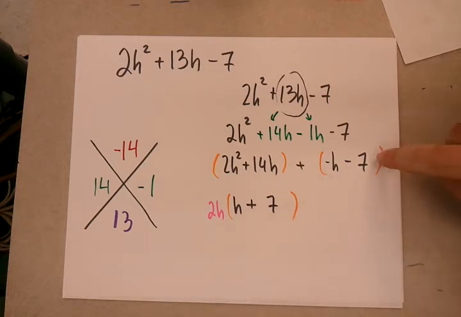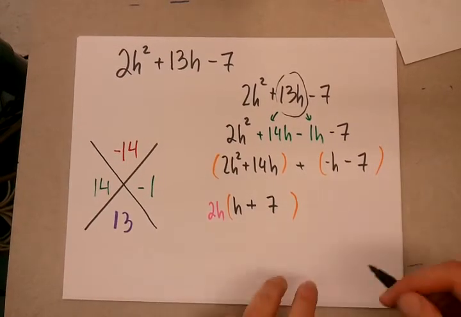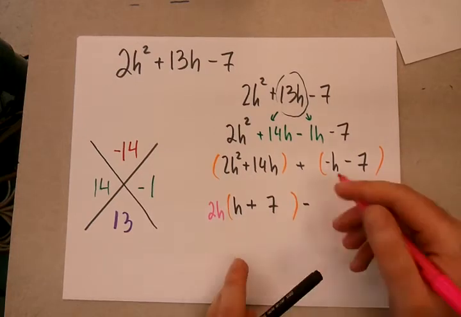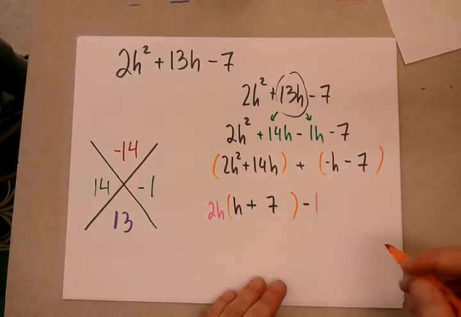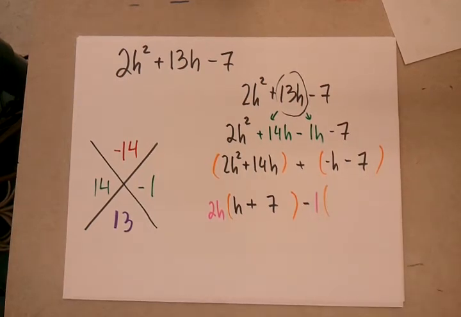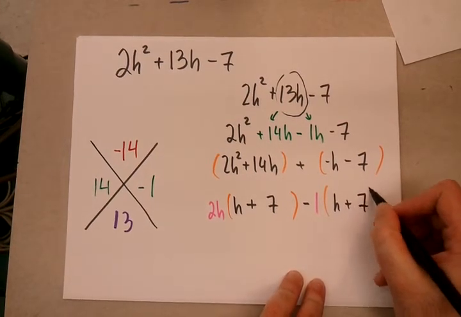Next, I'm going to see if I can factor out anything here. Specifically, I want this parenthesis to look just like this parenthesis. Well, if I factor out a negative 1, I probably should have done the negative in pink as well. Oh well, too bad. If you remember from the start of the video lesson, if you factor out a negative, everything inside the parenthesis changes signs. So now you have an h plus 7.